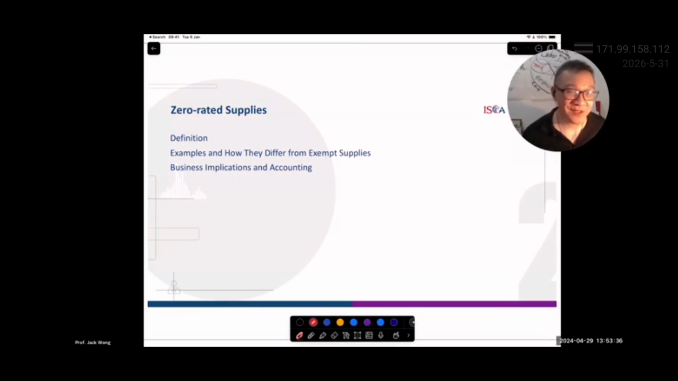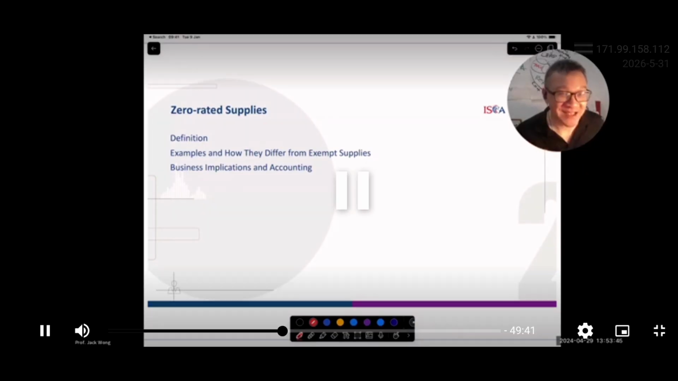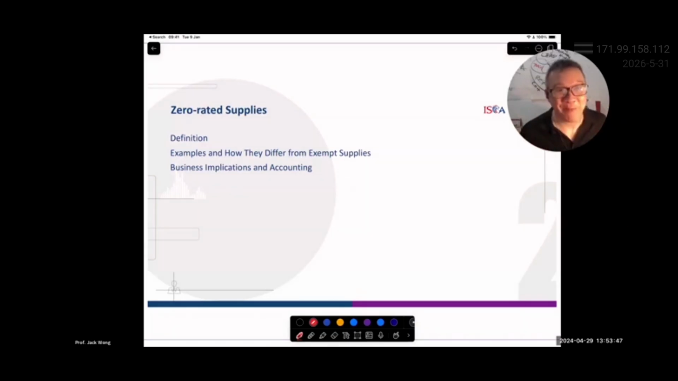Again, for accounting purposes in your GST F5, meaning the GST return, you do know that there are boxes, so you need to put the right numbers in the right boxes. If this is a zero-rated supply, you need to fill the number in the box for zero-rated supply. You cannot put it under exempt supply, or vice versa.